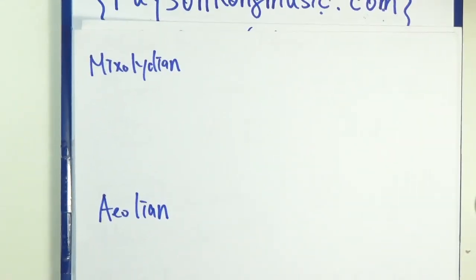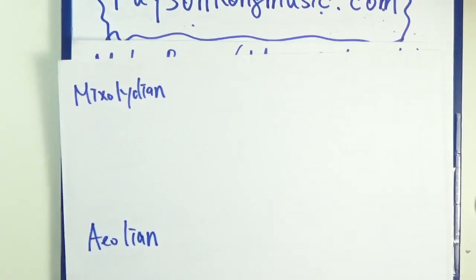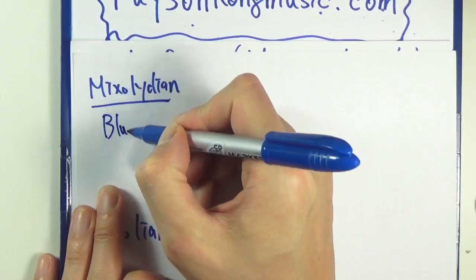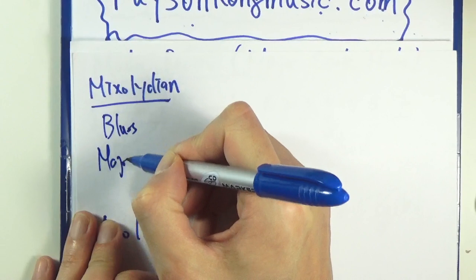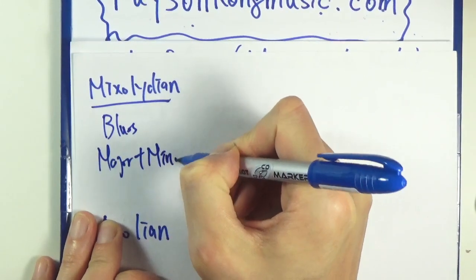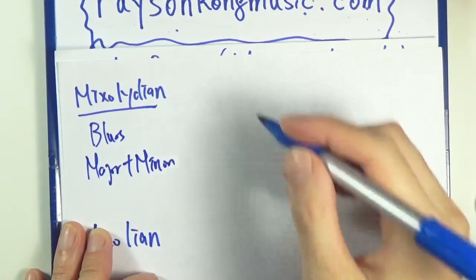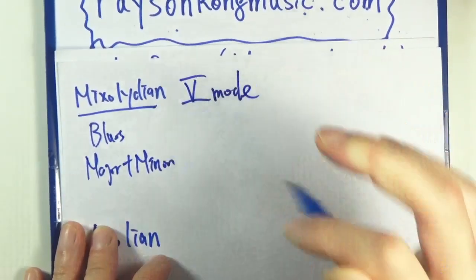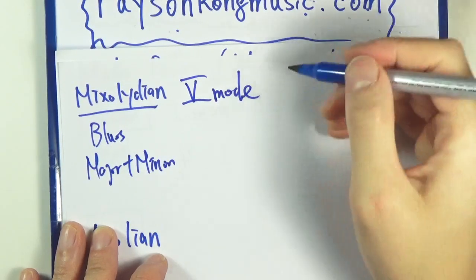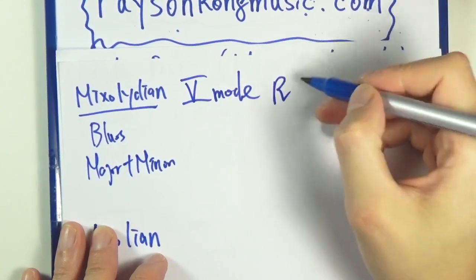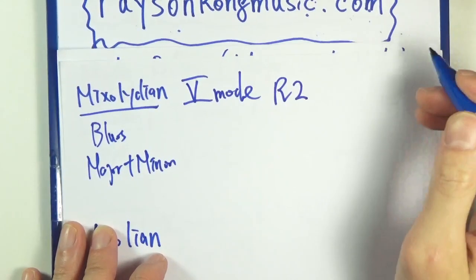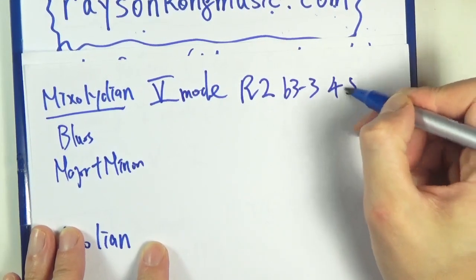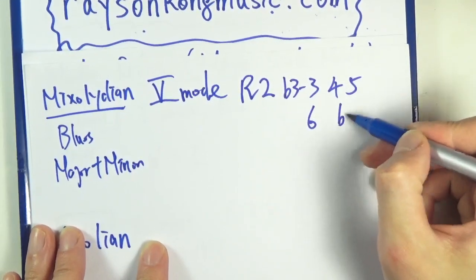Okay, Mixolydian. Let's check this out. Mixo, it's actually a blues sound or a mix of major and minor. And it's the 5th mode. Formula would be root, major 2nd. We have this bluesy move, flat 3 to 3, 4th, 5th, major 6, and also flat 7.